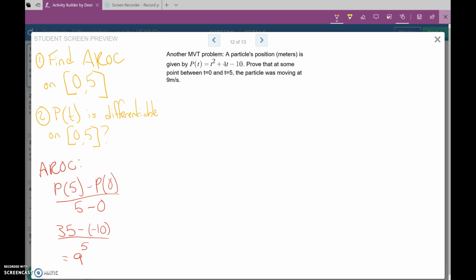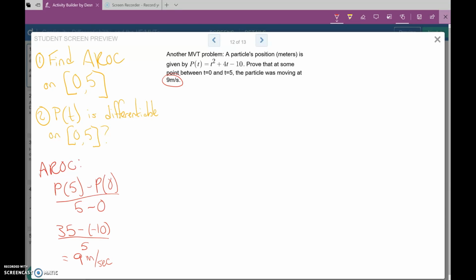I found the average rate of change on this interval right here. Lo and behold, the average rate of change is 9 meters per second. Coincidentally, that's what I am asked to prove in the problem. We're asked to prove that somewhere P prime is equal to 9. So we found that the average rate of change was 9.